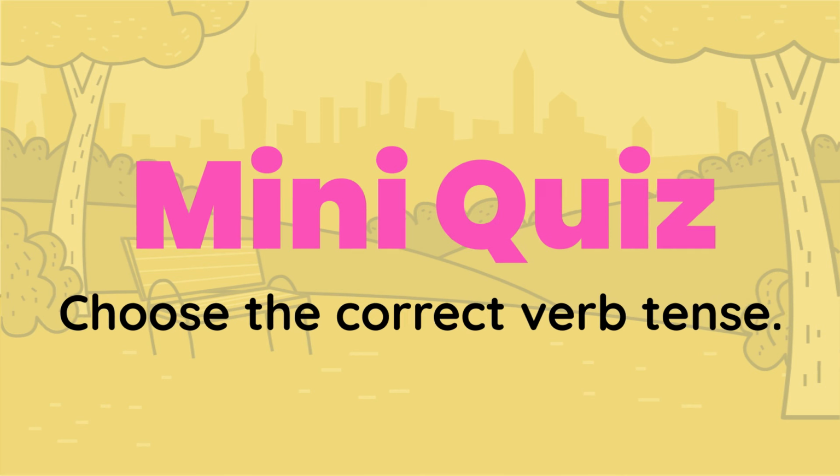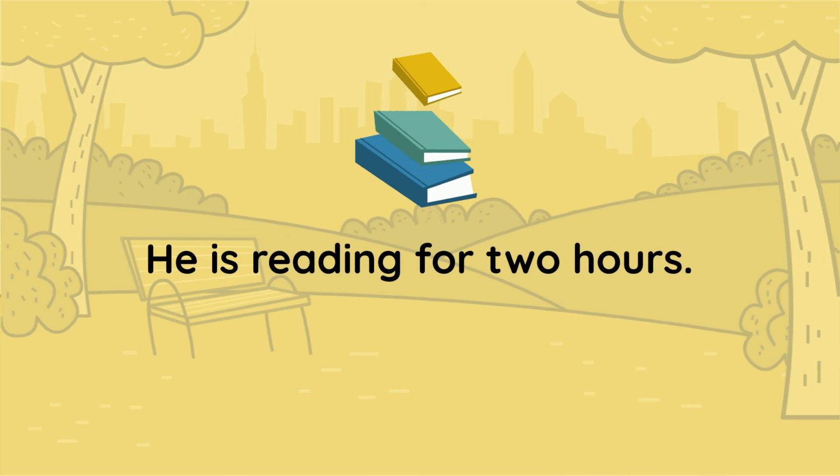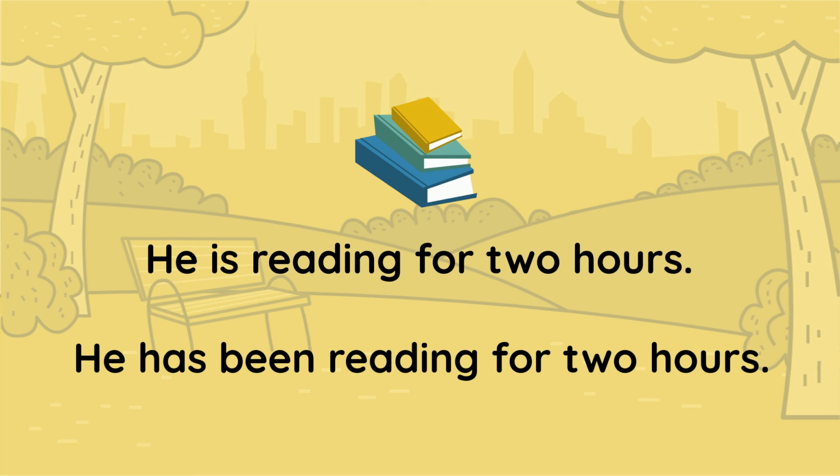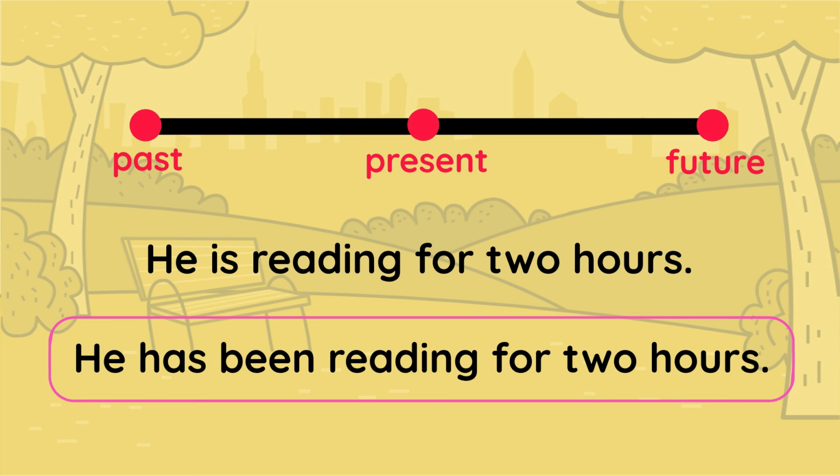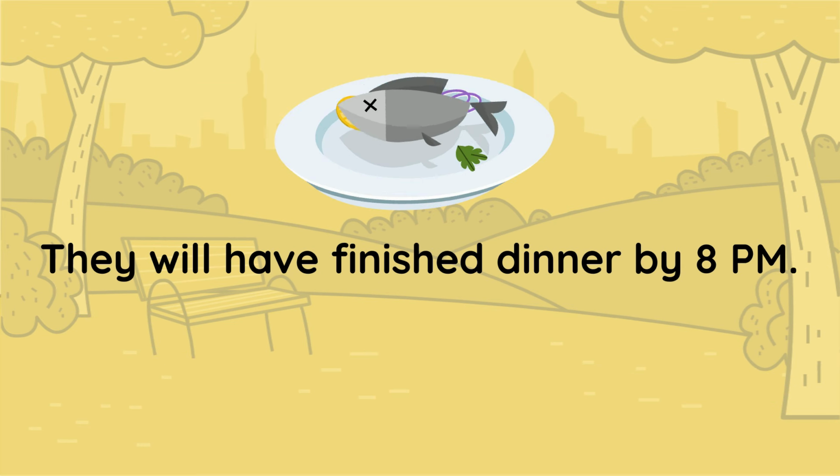Okay, so which sentence is using the correct verb tense? "He is reading for 2 hours" or "He has been reading for 2 hours." The correct answer is the second one. He has been reading for 2 hours. We're showing how long something has been happening up to now. It's present perfect continuous.